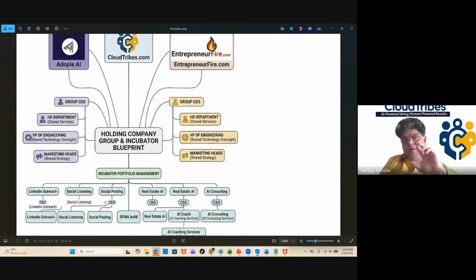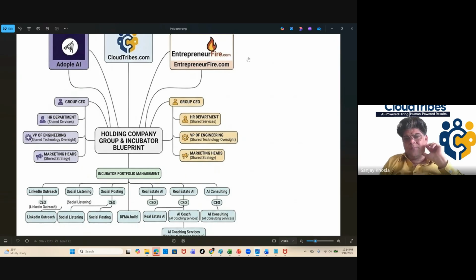Social posting, where Satya is doing a lot of videos and a lot of content is being produced: how do you distribute to all the different social platforms? That will become a standalone micro-SaaS company in itself. Then look at verticalized industries, real estate, AI consulting, AI coaching. All these companies will be spun off as an incubator, and at the top we're the holding company, and we will provide all the management expertise.